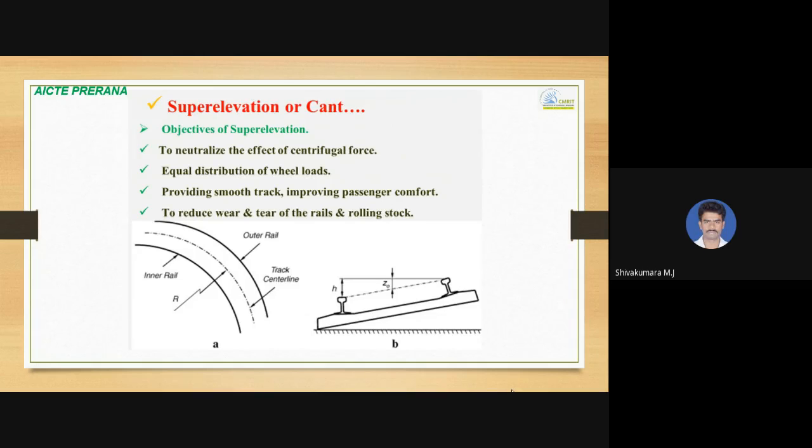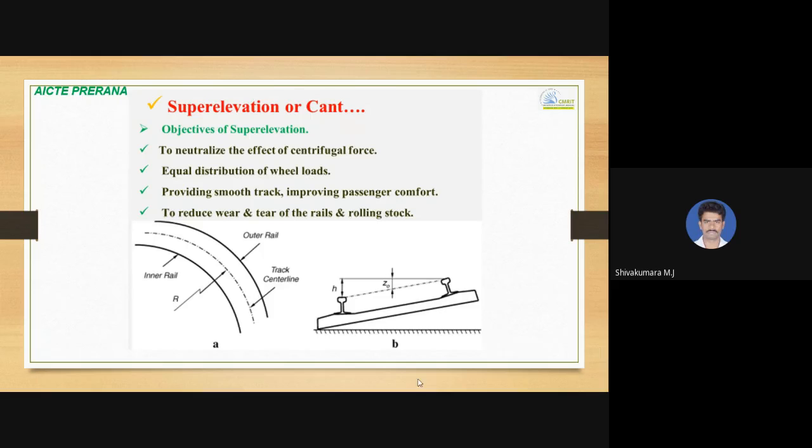So some of the objectives of providing super elevation are for neutralizing the effect of centrifugal force, and equal distribution of wheel load will happen. Here, to provide a smooth track and improve passenger comfort, and it is to reduce wear and tear of the rails and rolling stock. So these are some objectives of providing super elevation.